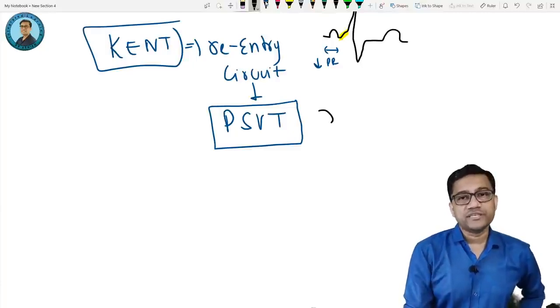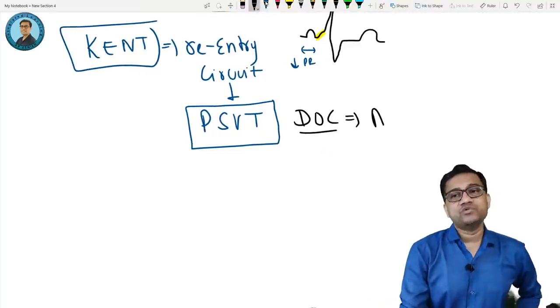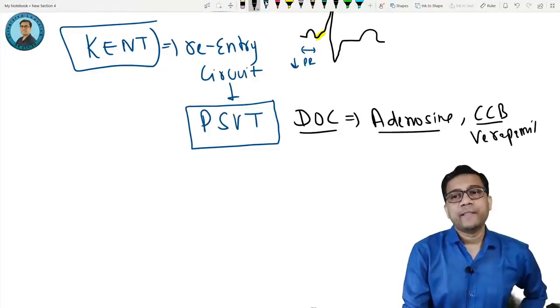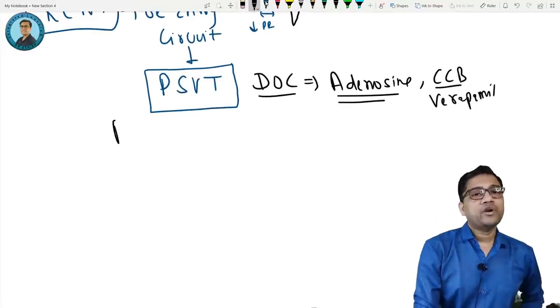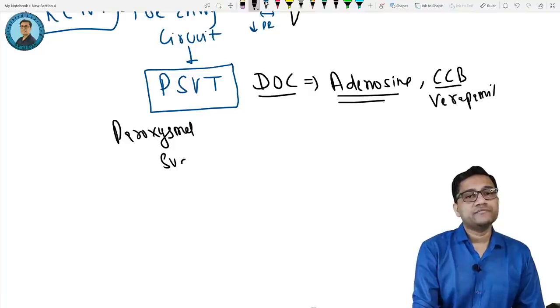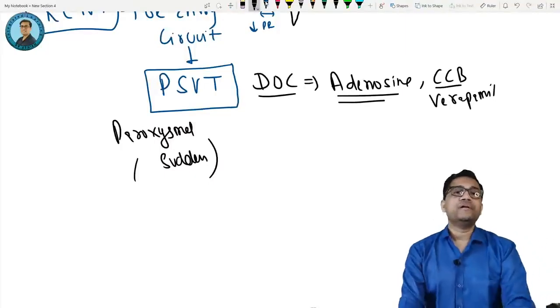And what is the drug of choice here? So remember, the drug of choice here is adenosine. Okay, if not available, we can give a calcium channel blocker like verapamil. So what is the drug of choice? Adenosine. So remember, paroxysmal means sudden. So paroxysmal means sudden. Sudden ventricular tachycardia.